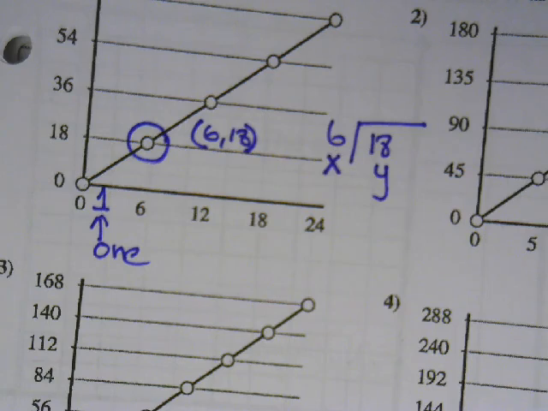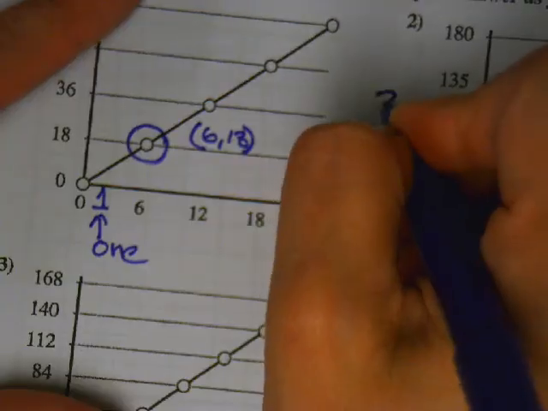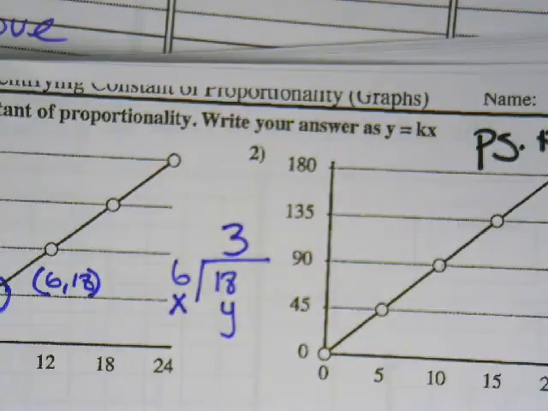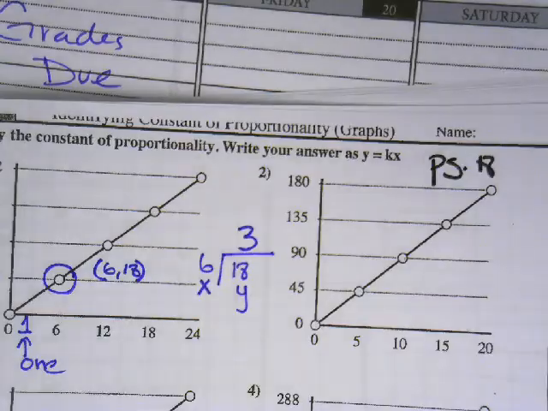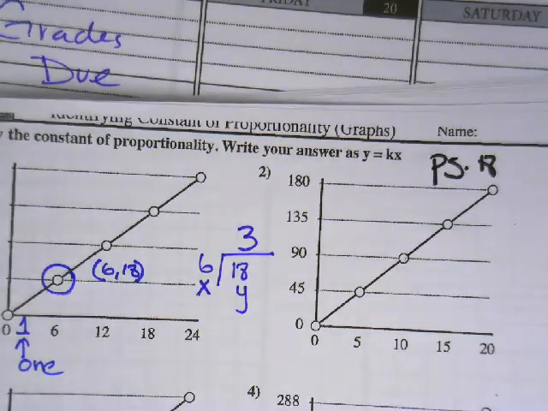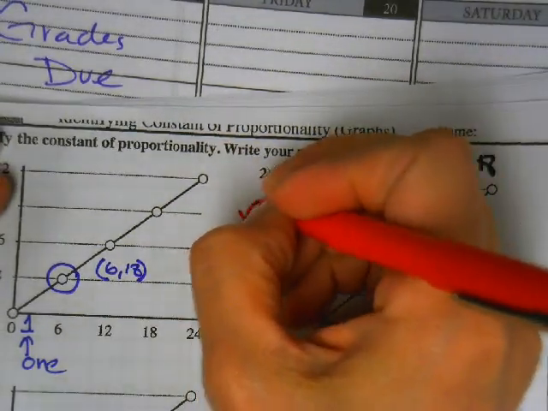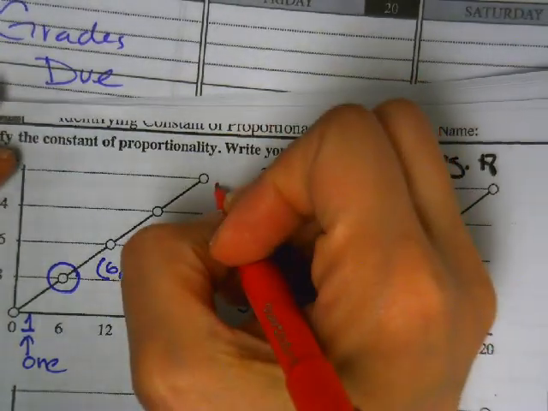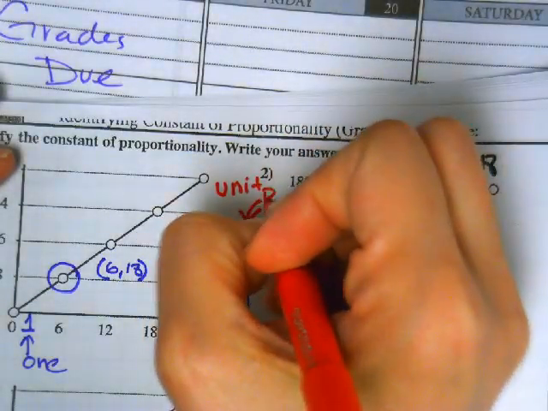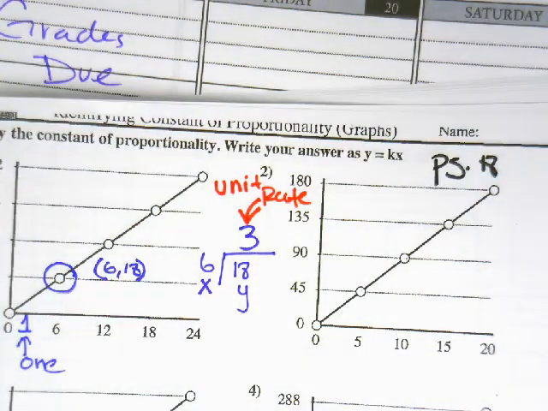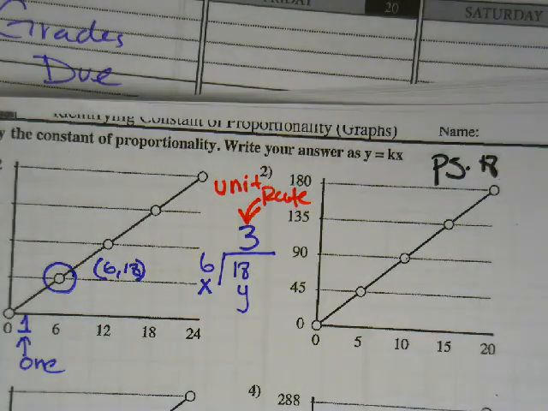What's 18 divided by 6? 3. Now that I have the 3, what does the 3 represent? The 1, also known as the unit rate. When you divide and you get an answer, this is called your unit rate. Does everybody understand where I got the 3? Basically, I got a point and divided.